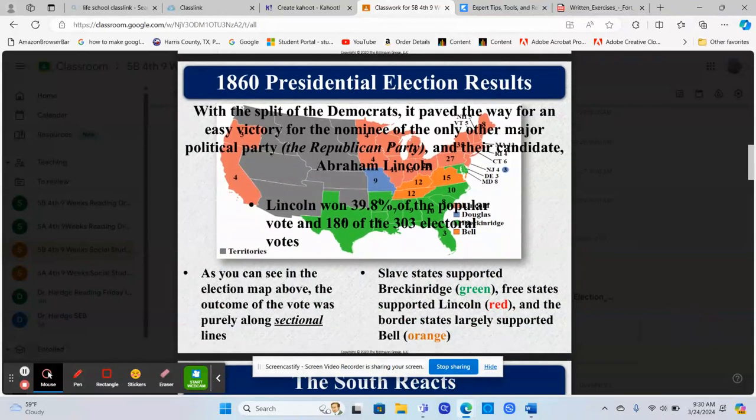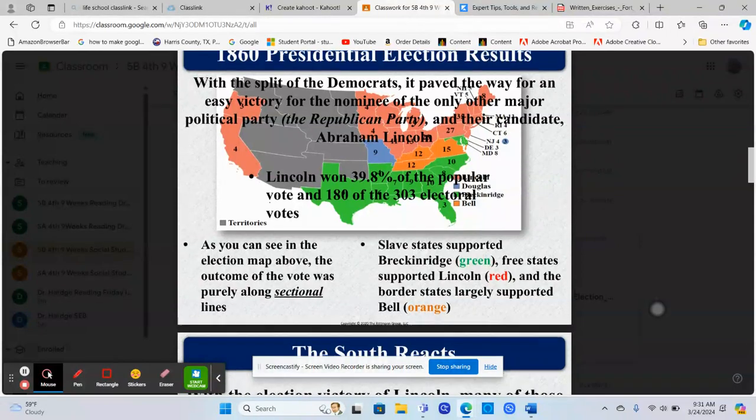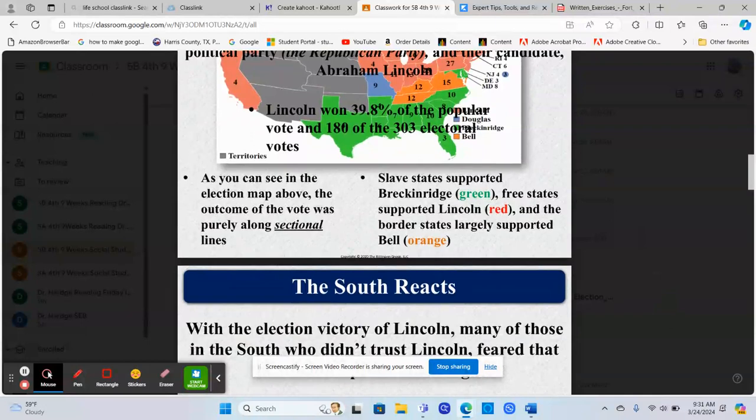In the 1860 presidential election results, the split of the Democrats paved the way for an easy victory for the nominee of the other majority political party, the Republican Party, and their candidate, Abraham Lincoln. Lincoln won 39.8% of the popular vote and 180 of the 303 electoral votes.